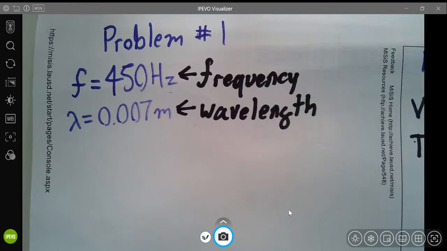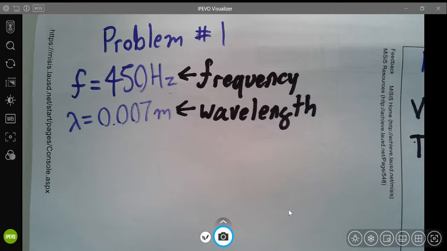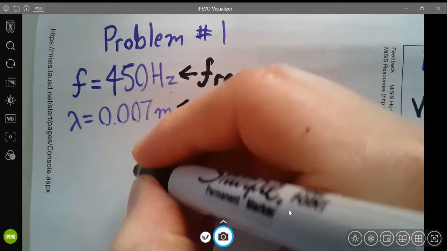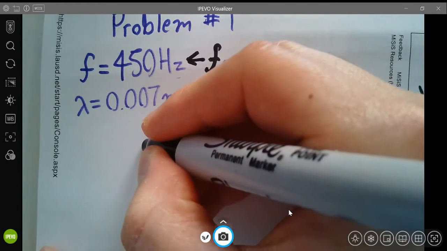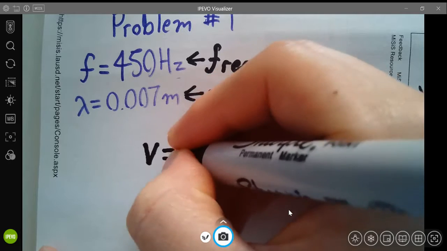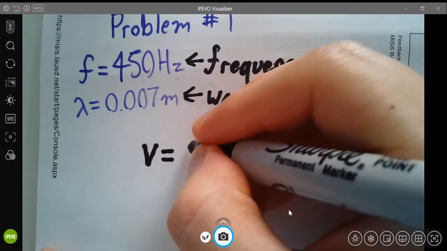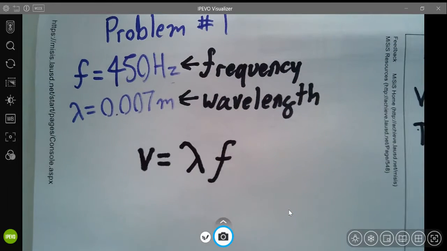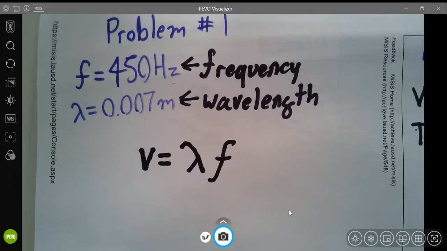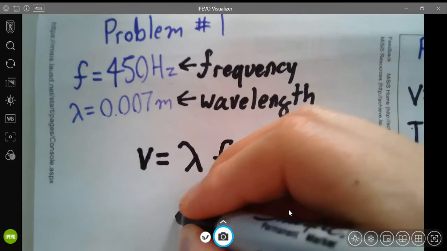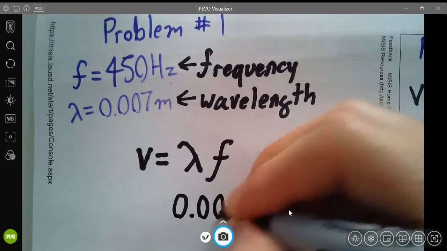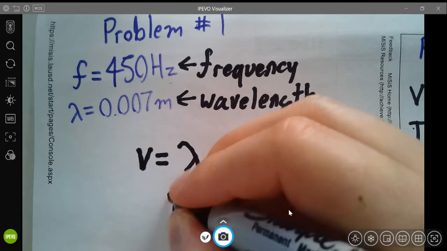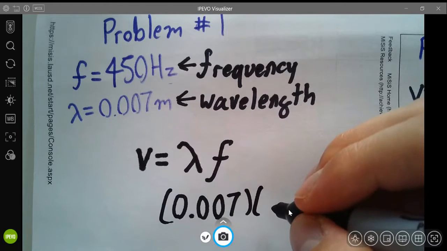It's actually not that hard to go ahead and figure out. All we need to do is use the wave equation here. Now, as I said before, the wave equation is actually pretty simple. You're just multiplying two factors here. So the wave speed is the wavelength times the frequency. Okay, so if we plug in the two values, we get 0.007 multiplied by 450 hertz.